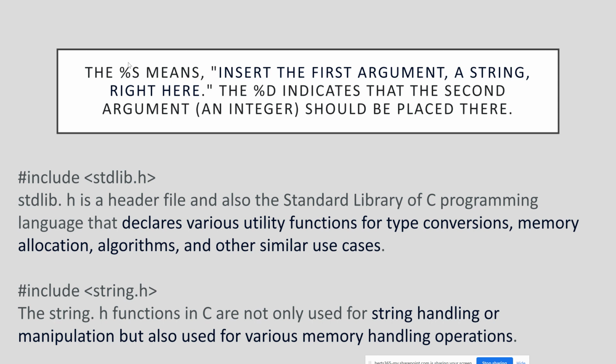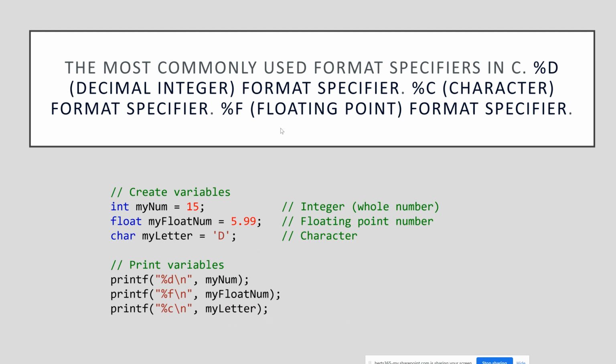Also, we have this symbol or syntax that means insert the first argument into the string. %d, we use it with a digit, and also we have the float, which we call the floating point format specifier. These specifiers are the most commonly used in the C language. %d we use for the decimal integer format specifier, %c we use for the character format specifier, and %f for the floating point format specifier.